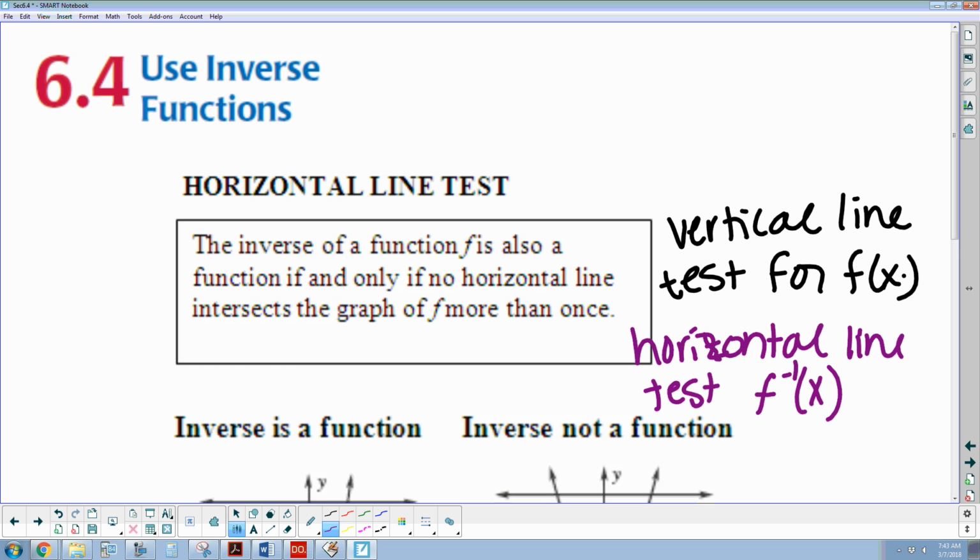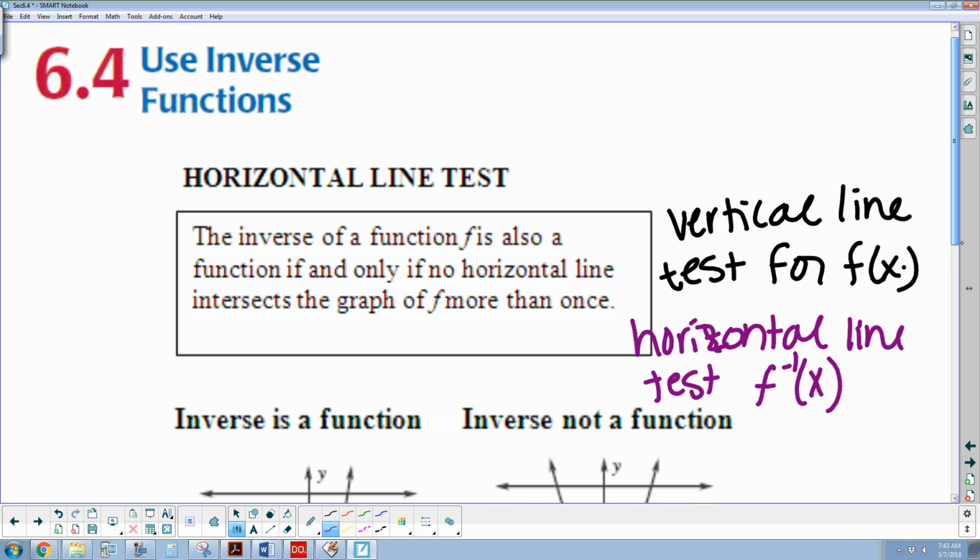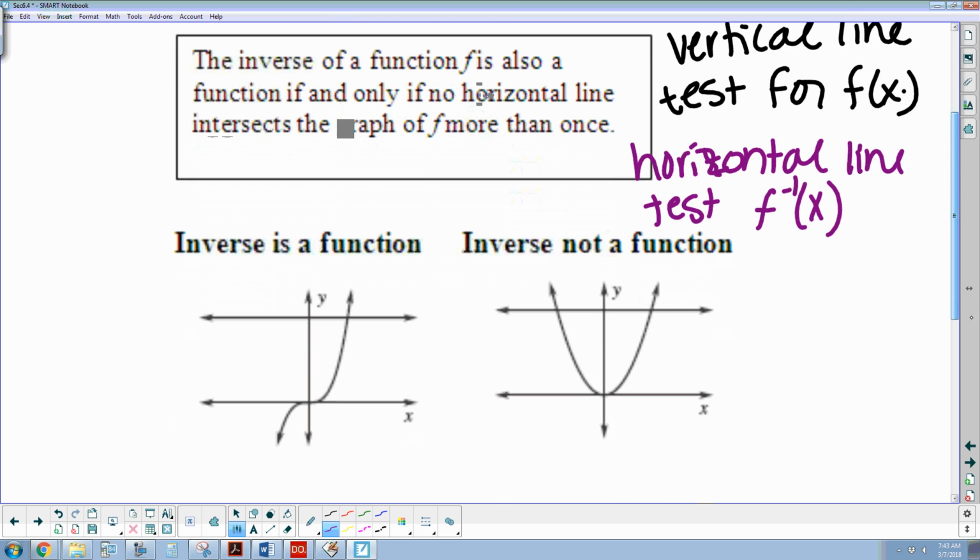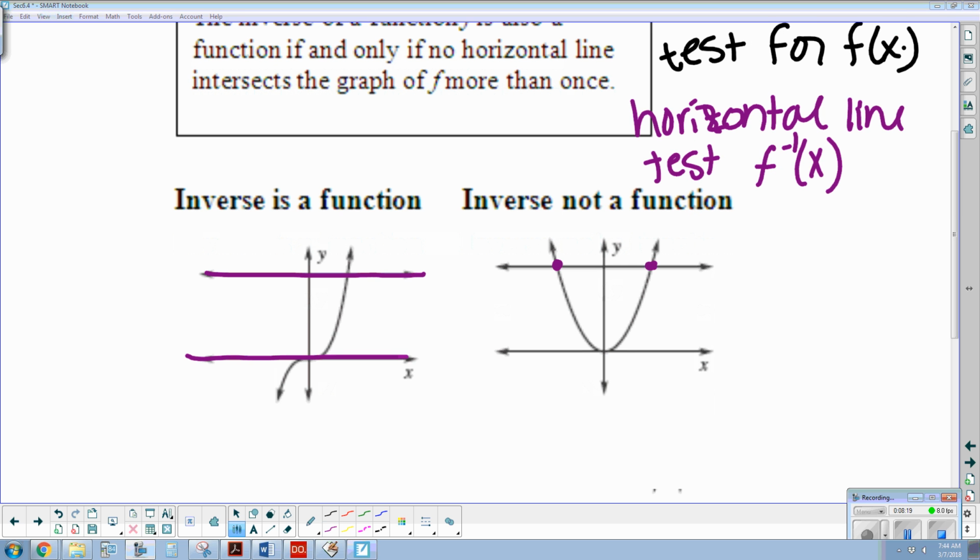If a horizontal line does not intersect the graph in more than one place, then the inverse is a function. So if this is the inverse, we're looking at any horizontal line, and it does not intersect our graph in more than one place, so this is a function. Right here, as you can see, it intersects nowhere. So now let's look at another one.